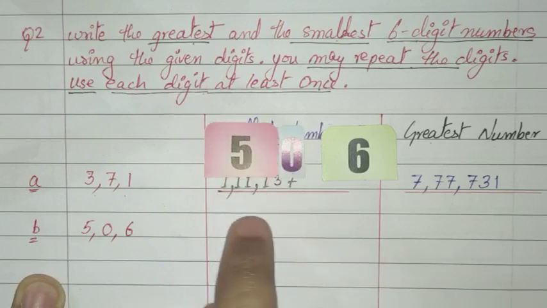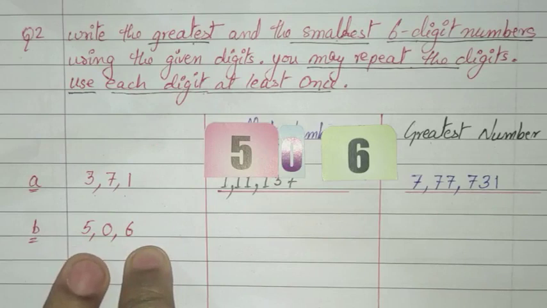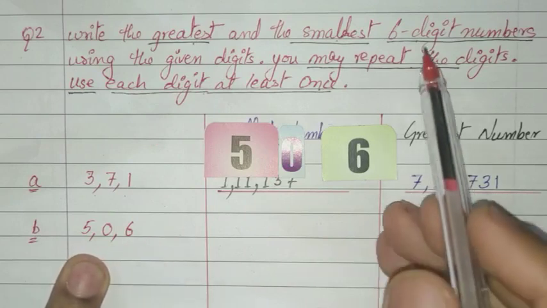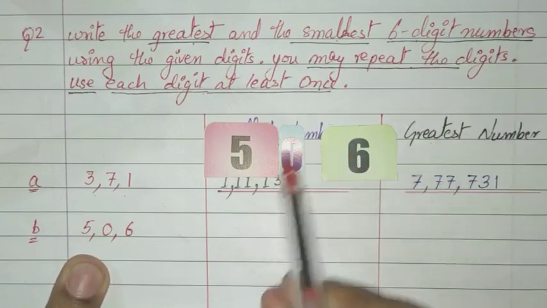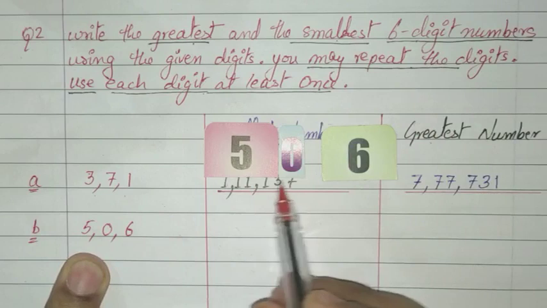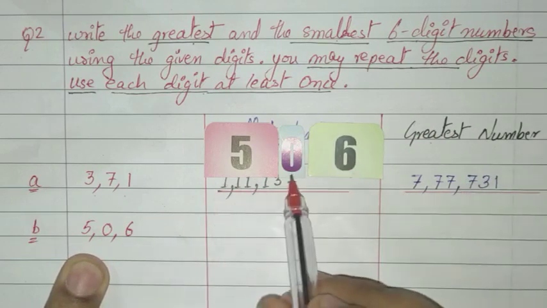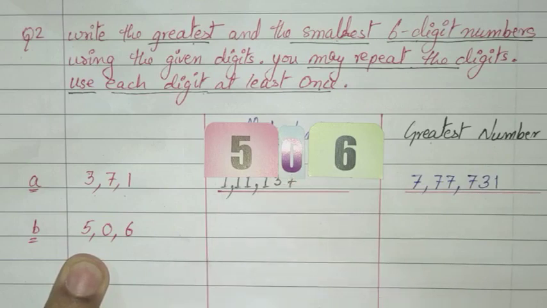Now this is our smallest 3-digit number formed by 506. But you have to form the 6-digit number and smallest number. So you have to repeat the digit. Which digit you have to repeat? 5 or 0? Which one is the smallest digit here? The smallest digit is 0. So you have to repeat 0. How many more zeros you need? You need 2 more zeros or 3 more zeros.